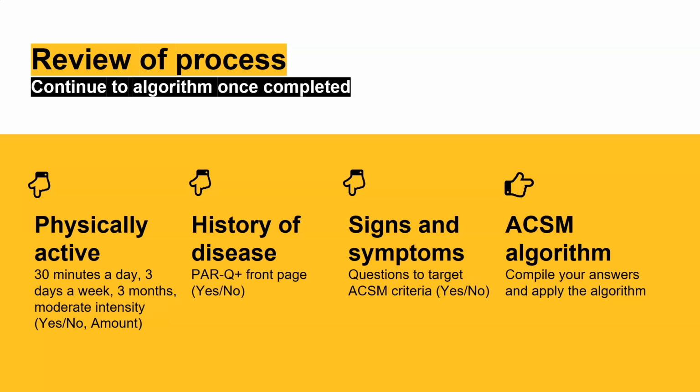To review, first we establish whether or not our client is physically active. We can record that both as yes or no, and the amount of physical activity they do. Then we use the front page of the PAR-Q to evaluate for existing cardiovascular, metabolic, or renal disease. We can record that answer as yes or no. Next, we evaluate the client for signs and symptoms suggestive of disease by explaining the ACSM criteria in plain language. We record the answer as yes or no. Now, it's time to use our results to implement the ACSM screening algorithm.